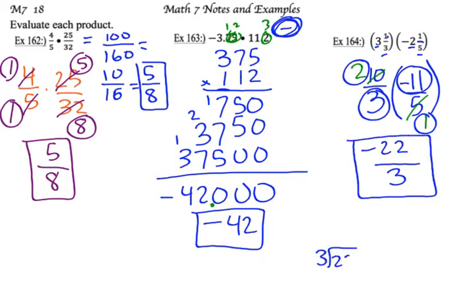If you're going to convert it to a mixed number, you need to long divide it. You get 7 remainder 1. So this is negative 7 1/3.